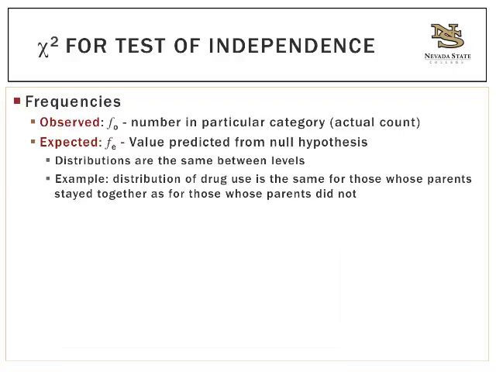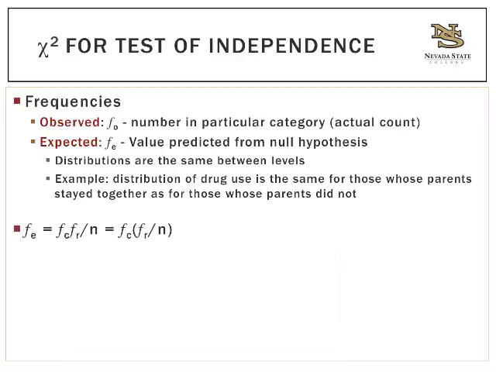So however many people said they used hard drugs for when their parents stayed together, that same proportion should say that they used hard drugs among those participants whose parents did not stay together. So we're still looking at distributions and proportions of frequencies and seeing if they're the same as we would expect if the null were true. So what we need to do is figure out those actual numbers for our expected frequencies so that we can compare our observed frequency to that.